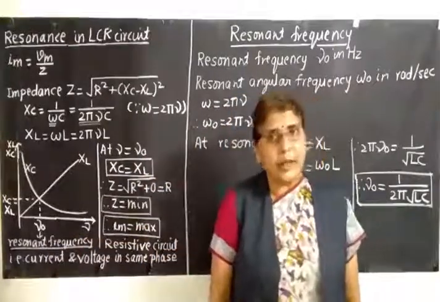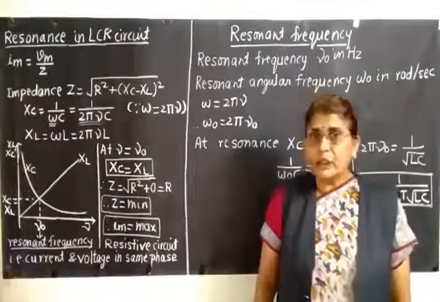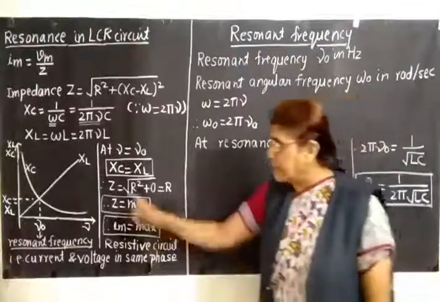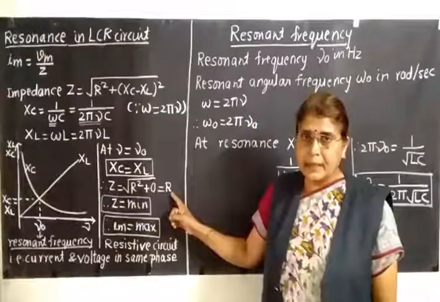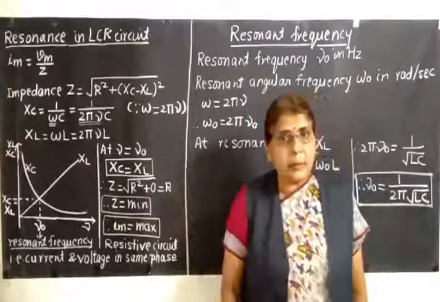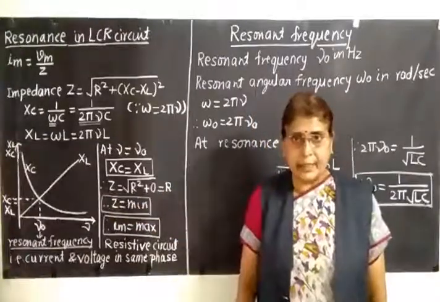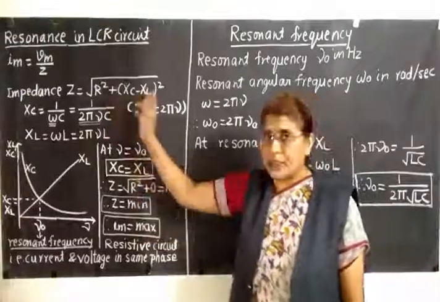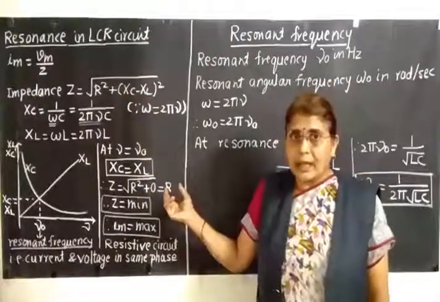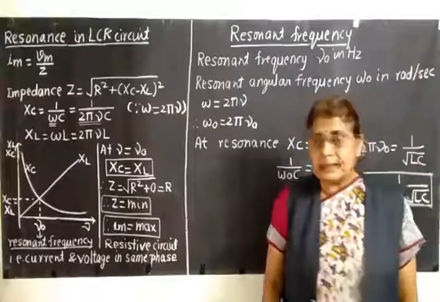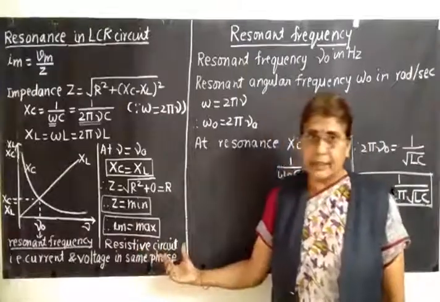Now, one more point you will observe regarding the resonant LCR circuit. We have seen that Z is equals to R. The meaning is it is just a purely resistive circuit because XC and XL they cancel each other. So we are left with only R. So a resonant LCR circuit is a purely resistive circuit.